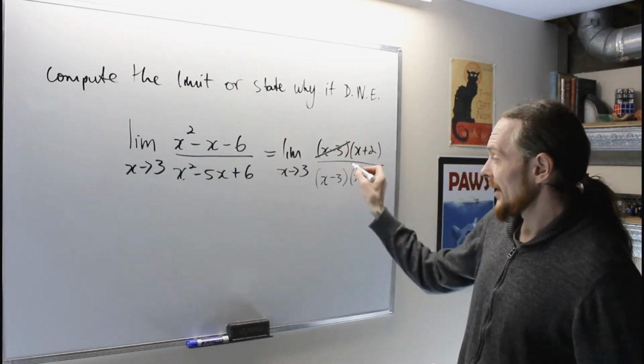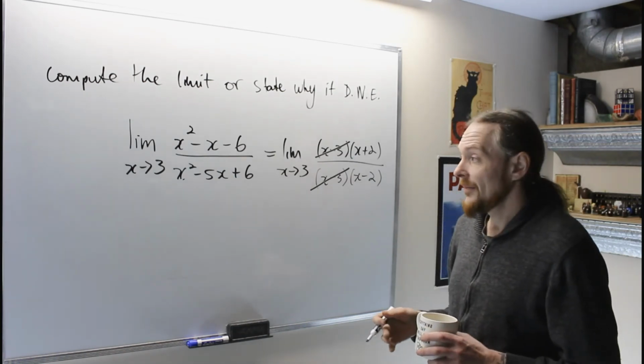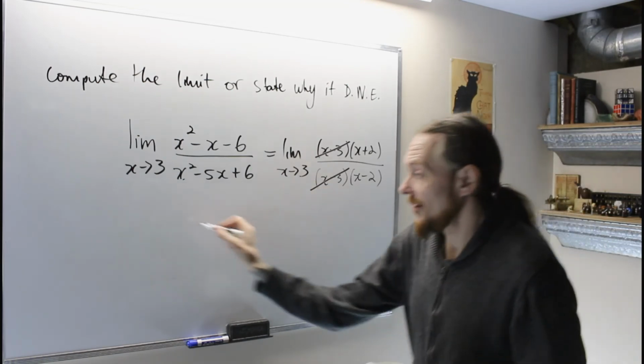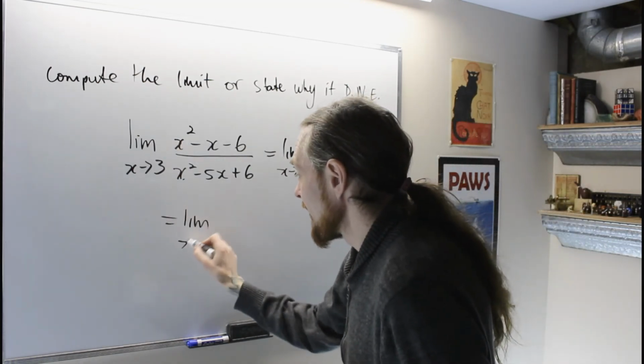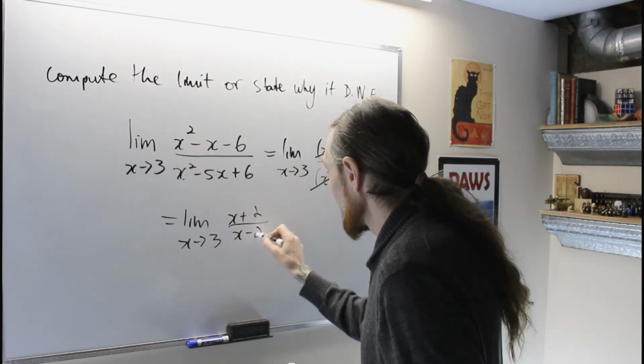So that's exactly what it's saying. If you can do some algebra and see this, it will cancel. And then when I re-look at this, I'll rewrite out the limit as x approaches 3 of x plus 2 over x minus 2.